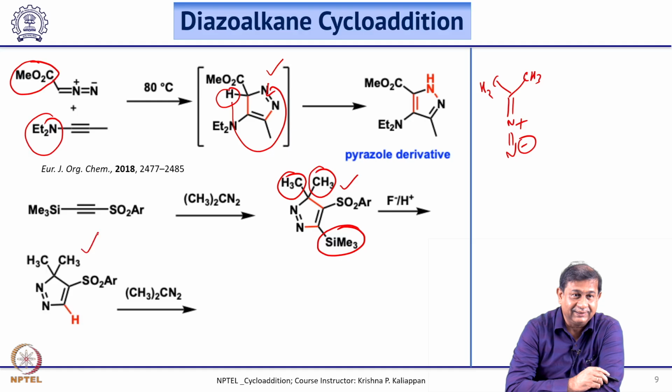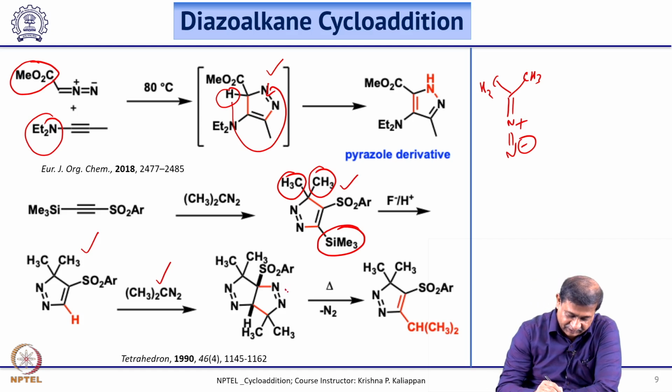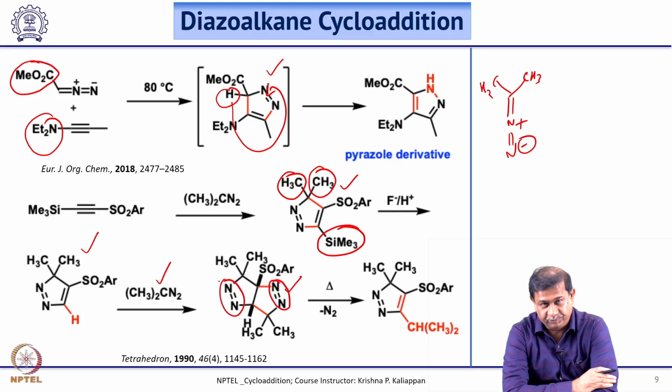Once you do that, you get this product. Now this product again can undergo another 1,3-dipolar cycloaddition with this diazo compound. So that will give this bicyclic compound. Now you can see in both cases a stable leaving group, that is nitrogen, is possible.